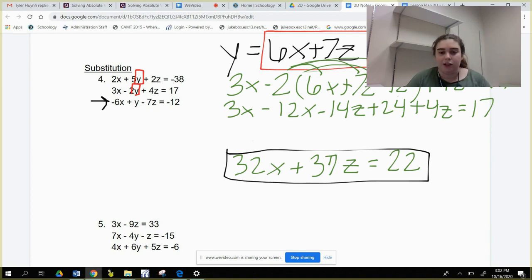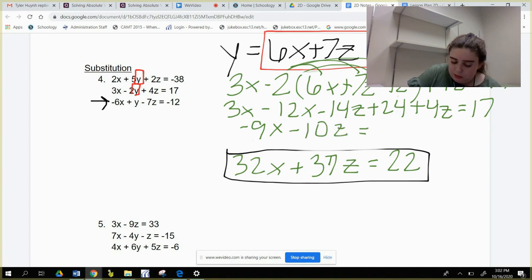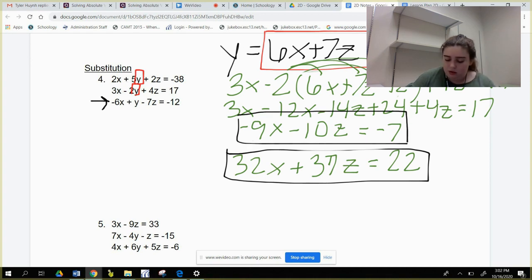Then we combine like terms. I see 3x minus 12x, that's going to get us negative 9x. And I see negative 14z plus 4z, so that's going to get us negative 10z. And then we can move that positive 24 to the other side, so we're going to have 17 minus 24, which is negative 7. So there's our second equation that we're going to want to hold on to. We simplified it as much as we can.